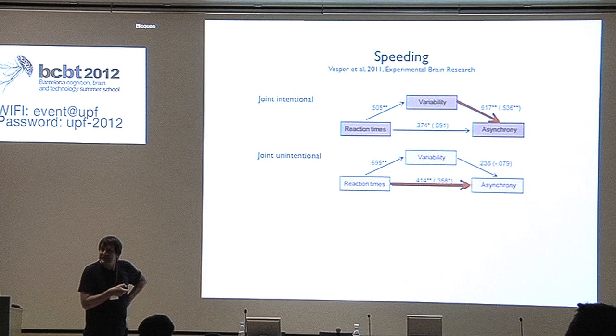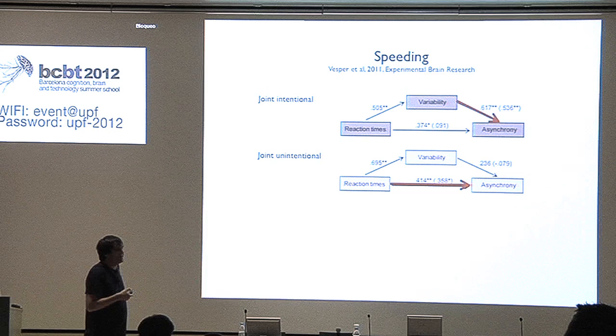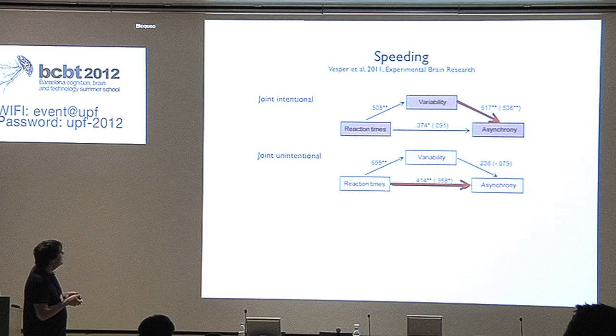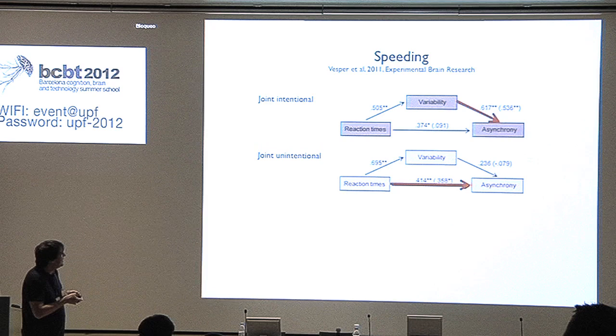So in this experiment, the speeding has the effect that people seem to speed up in order to reduce variability so that asynchrony can be introduced. And just to explain the analysis a bit further, we also computed partial correlations between these parameters. What you can see here is that if you remove the correlation between these two from the correlation between these two, nothing remains of the correlation between variability and asynchrony.